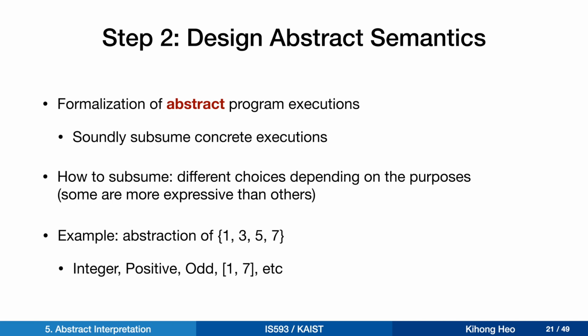Here is an example: how do we abstract this set of numbers 1, 3, 5, 7? A very coarse abstraction is to approximate them as their type, so integer. A more precise abstraction is based on their sign, so the abstraction will be positive. Other possibilities are odd numbers, or an interval whose minimum is 1 and maximum is 7, which describes the range of the integers. These are determined by the choice of abstract domain.